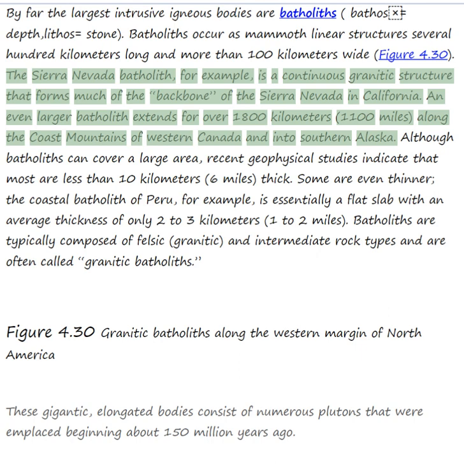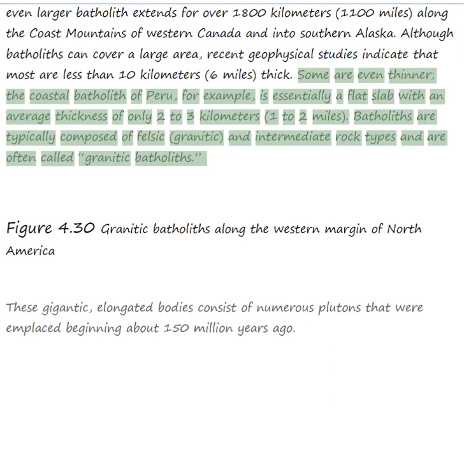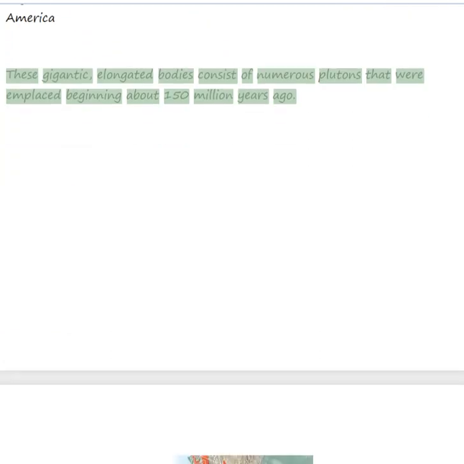into southern Alaska. Although batholiths can cover a large area, recent geophysical studies indicate that most are less than 10 kilometers thick. Some are even thinner. The coastal batholith of Peru, for example, is essentially a flat slab with an average thickness of only 2 to 3 kilometers. Batholiths are typically composed of felsic and intermediate rock types and are often called granitic batholiths. These gigantic, elongated bodies consist of numerous plutons that were emplaced beginning about 150 million years ago.